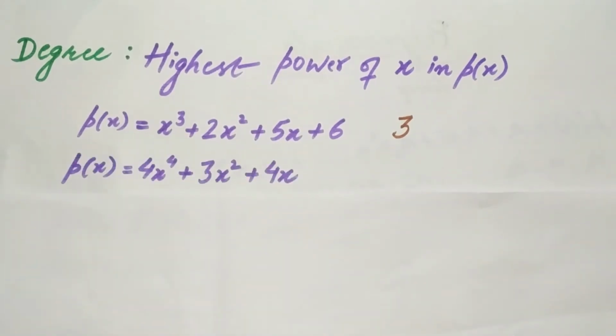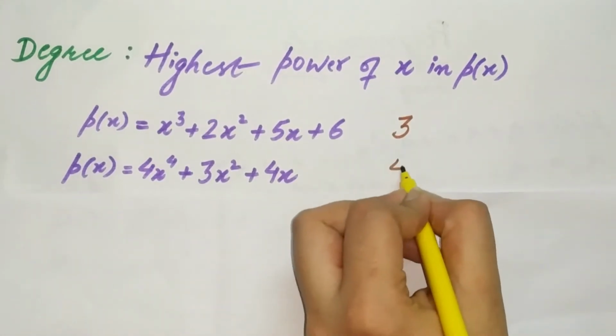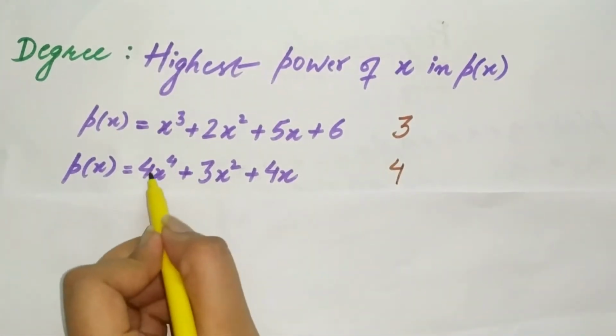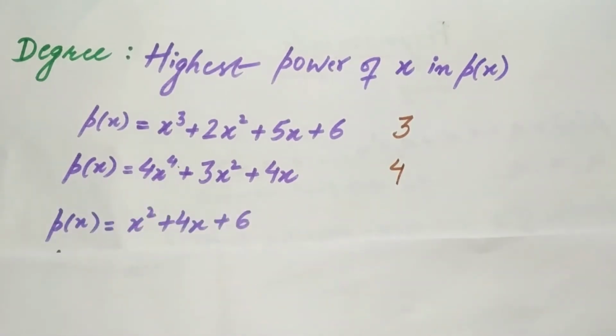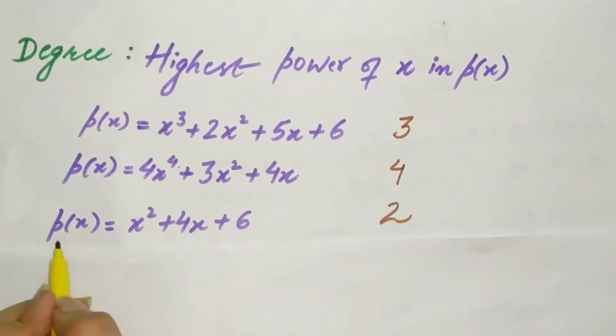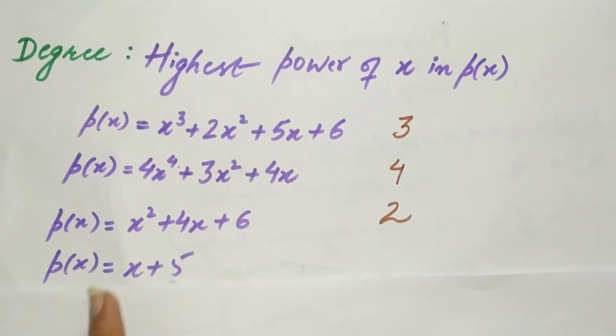Find out the degree of this expression. You got it. Degree is 4. Highest power of x is 4. Similarly, degree of this expression is 2. And degree of p(x) equals x plus 5 is 1.